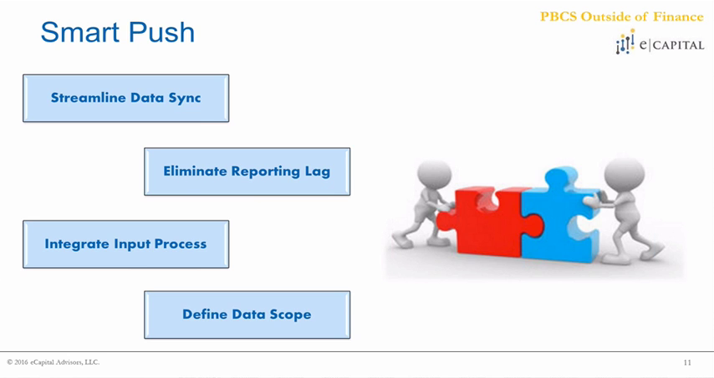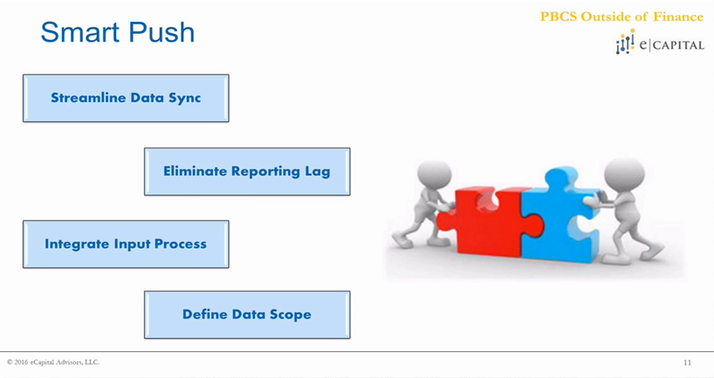So if you think about our first slide we looked at with plan types there, there are processes that we can set up with Smart Push where when end users are inputting data into the spend plan type or the materials plan type, that data would automatically be sent to the reporting plan type. One nice piece here too is that it's very customizable, so you can define the data scope.